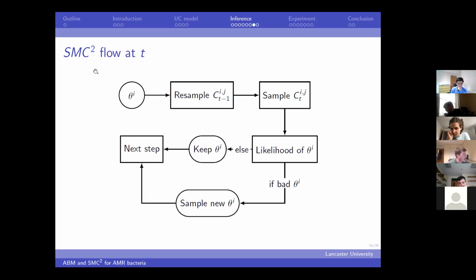So if we want to compare the SMC² flow at time t with the previous one, we'll see that now we have multiple combinations of the parameters theta. What we're going to do before the time step t is to resample all the latent processes at time t-1, and we are going to do it for all the different combinations of the parameters theta. Then we are going to sample a new latent process realization. Then we are going to evaluate the likelihood, and depending on this, we will decide whether to keep theta or sample new theta, compare these new thetas with the old thetas, and then go to the next step.